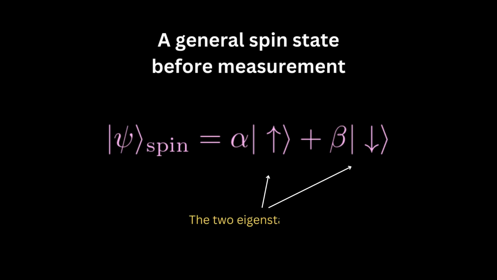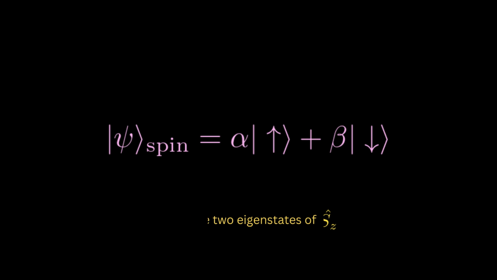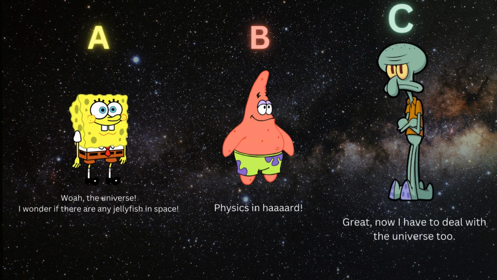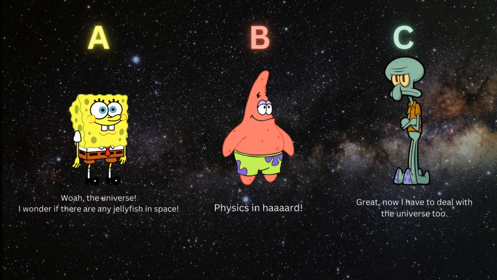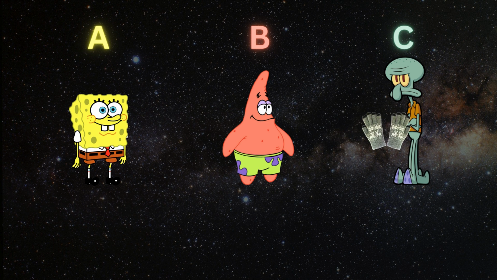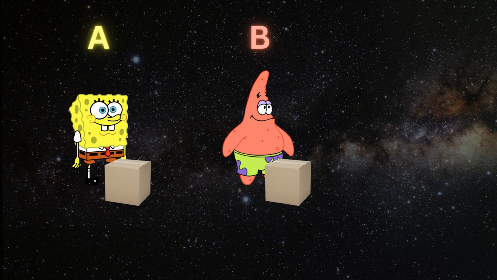The spin state of the electron before the measurement can always be written in terms of the eigenstates of one of these operators, but it is more common to use those of the S sub z, namely, up and down basis states. Let's say we have three people, A, B, and C. C has a pair of gloves. He puts each glove in a separate box, and gives one to A and the other to B.